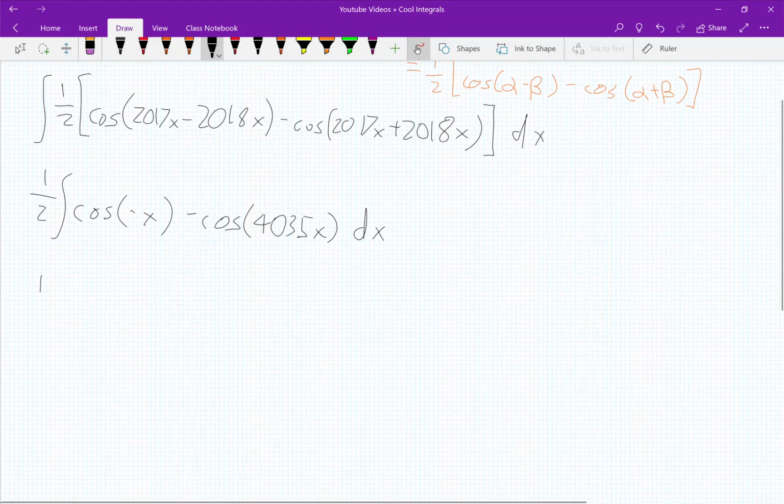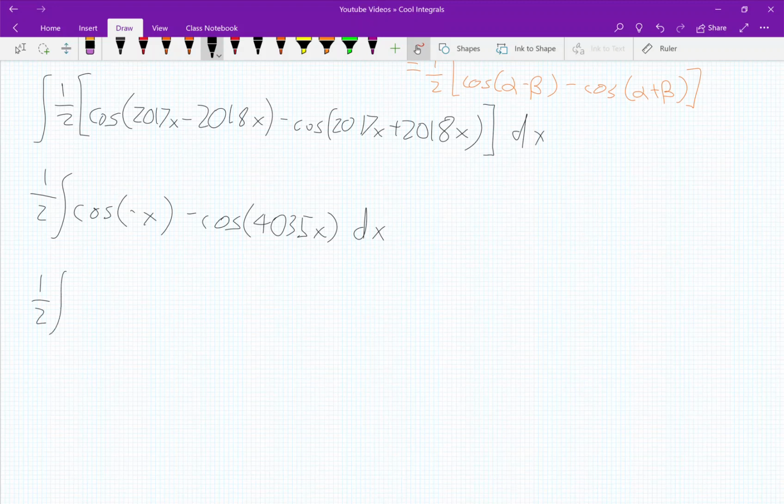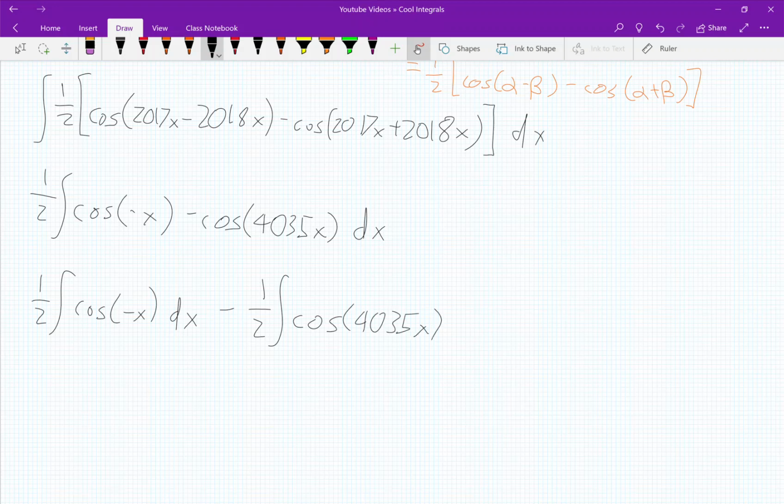We can simplify this further into two separate integrals. We have 1 over 2 of the integral of cosine of negative x dx minus 1 over 2 of the integral of cosine of 4035x dx. Because remember, we have to distribute the 1 over 2 to both the first integral and the second integral if we're going to add a sign there to break this up.